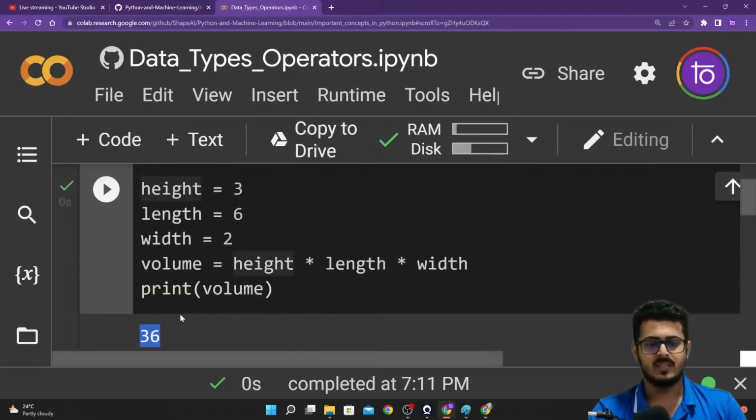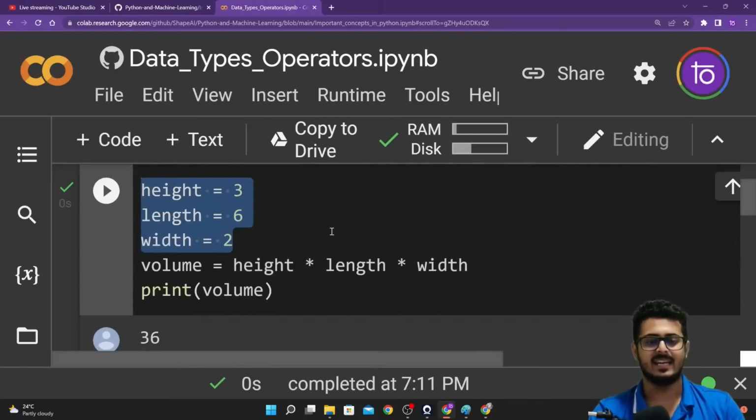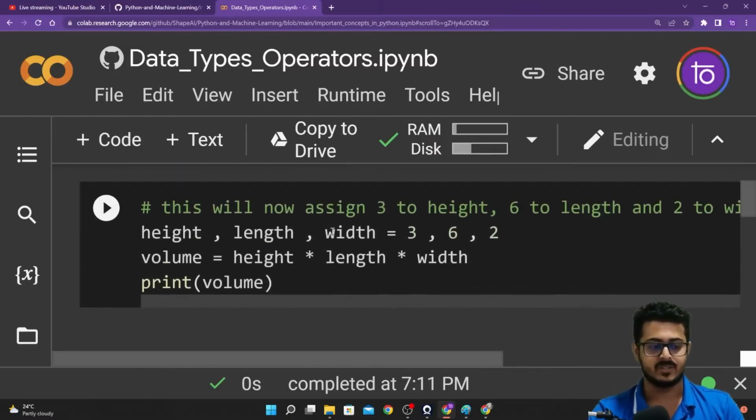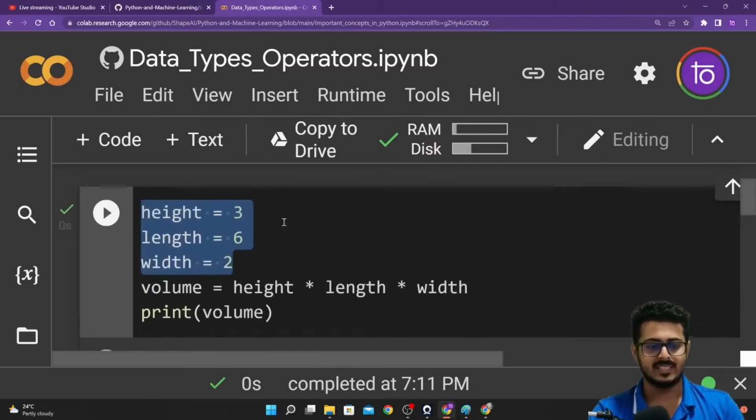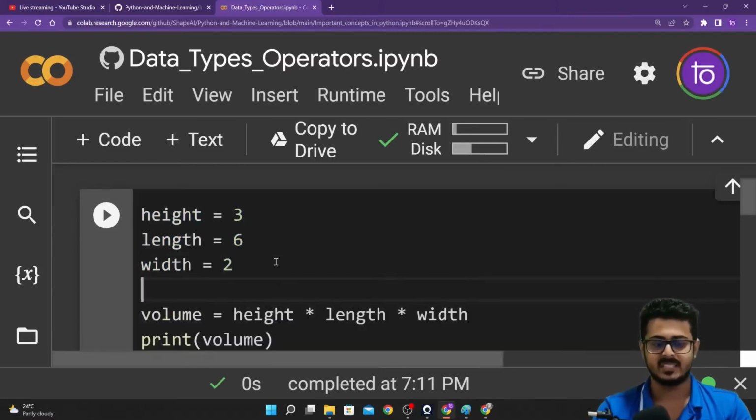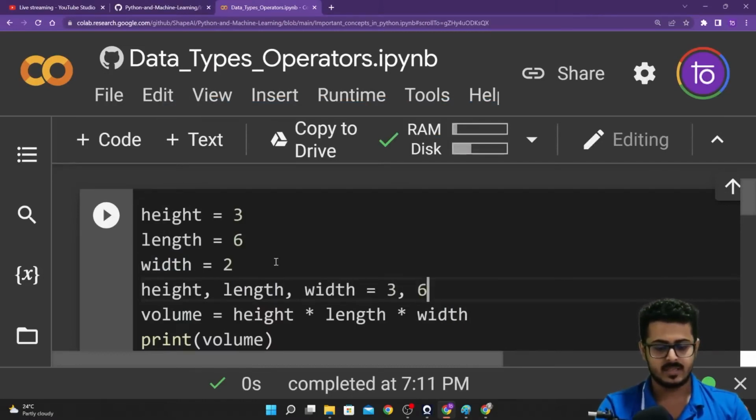Great. So now this exact same thing, where we had assigned 3 different values to 3 different variables, can be done in a single line of code as well. Right over here, as you are able to see, we have height, length, width is equal to 3, 6, 2. Instead of writing it in 3 separate lines, what I'm doing is height, length, width is equal to 3, 6, 2.